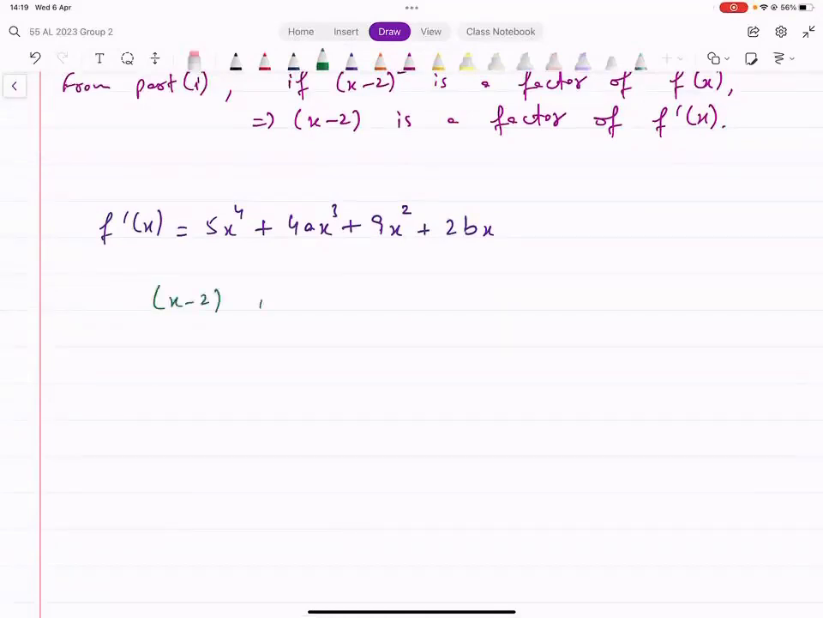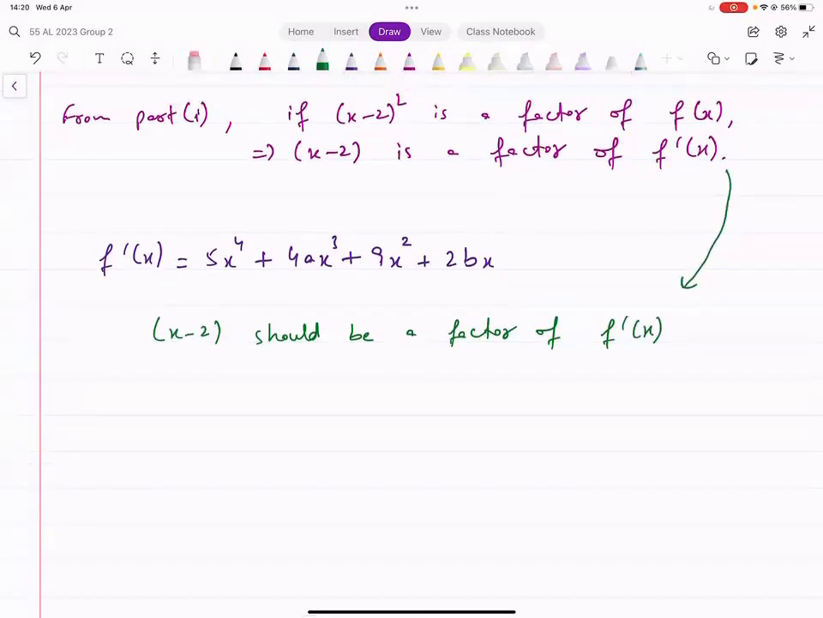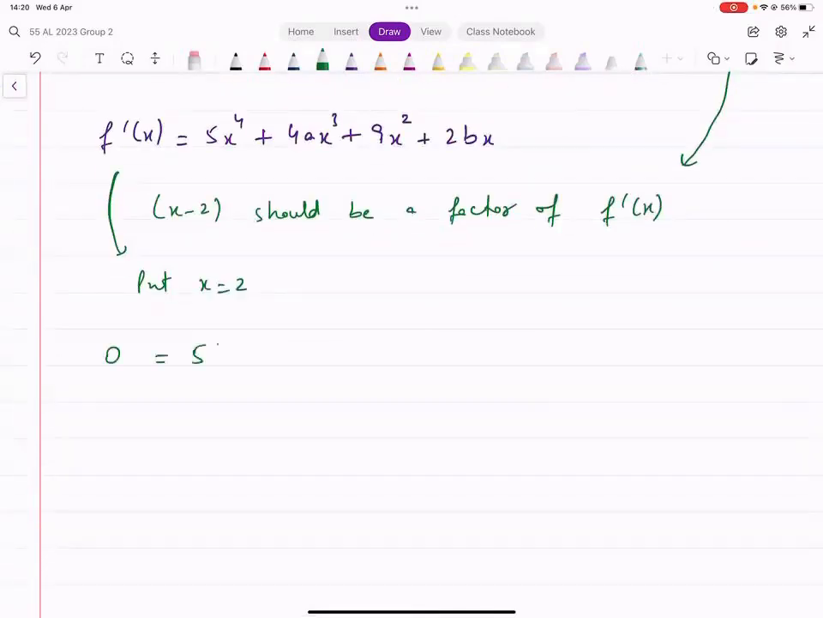X minus 2 should be a factor of f dash of x from this thing that we proved in the first part. तो हम क्या करेंगे, इसके अंदर x की वैल्यू 2 इनपुट कर दें, उसका रिजल्ट भी आपके पास 0 होना चाहिए. यूजिंग फैक्टर थ्योरम we get 5 into 2 raised to power 4 plus 4a into 2 raised to power 3 plus 9 into 2 raised to power 2 plus 2b into 2.